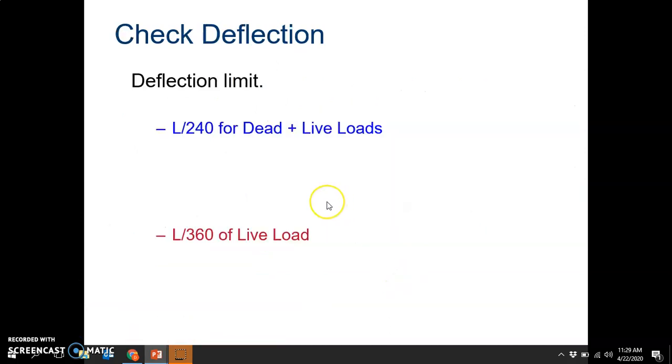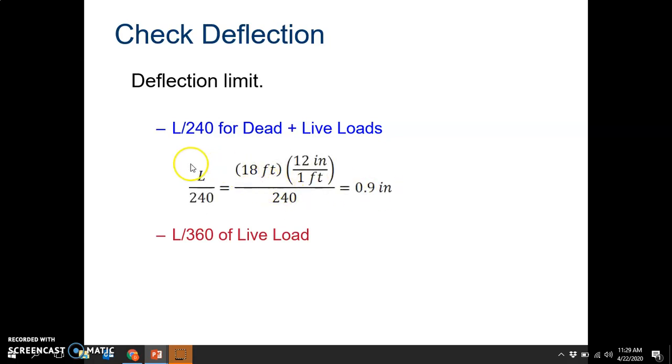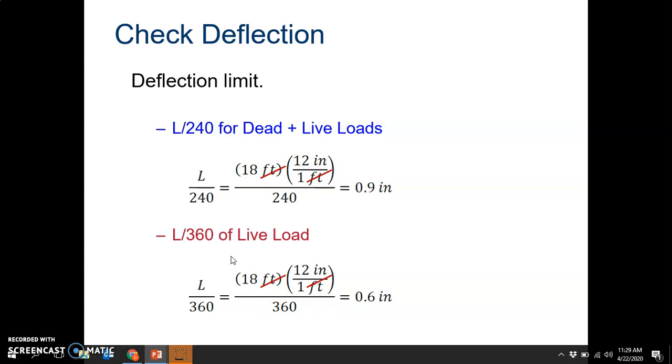Now we have to check deflection. So we're going to do L divided by 240 for live and dead, and then L over 360 for just live. So take our length, which is 18 feet. Don't forget to multiply it by 12 to get into inches. And then 18 multiplied by 12 divided by 240 is 0.9 inches. We're allowed to deflect 0.9 inches from the total load, and then L over 360 gives us 0.6, so we're allowed to deflect 0.6 inches from just the live load portion of the total load on top of the beam.